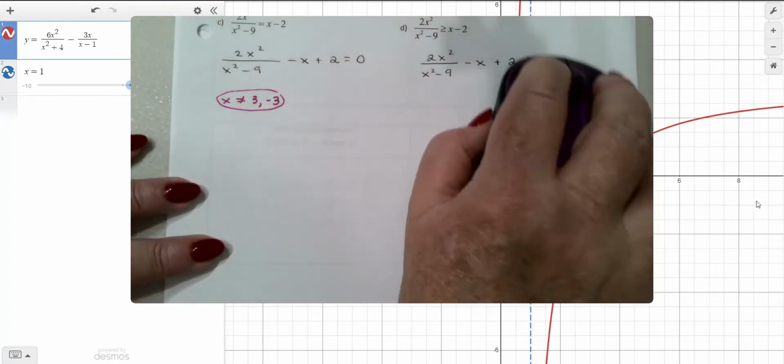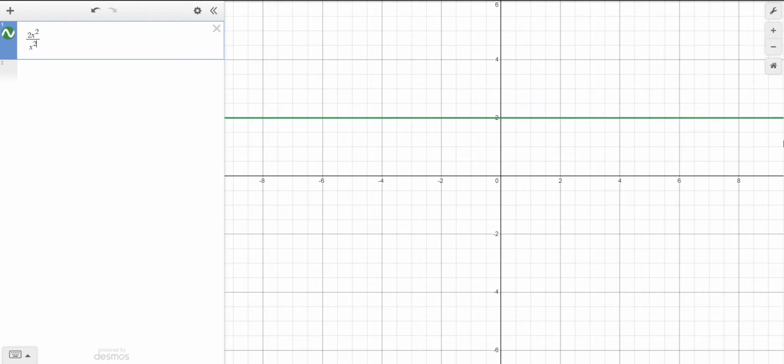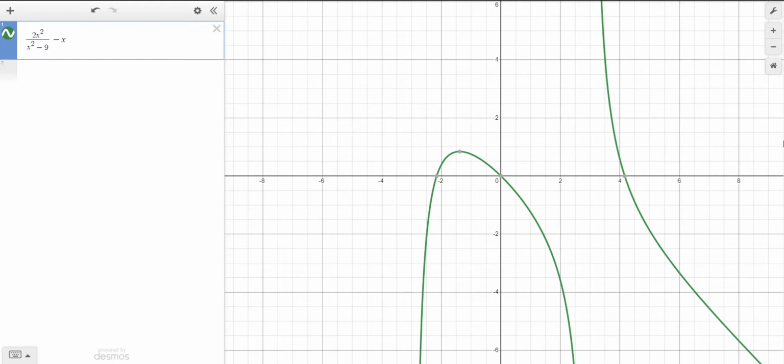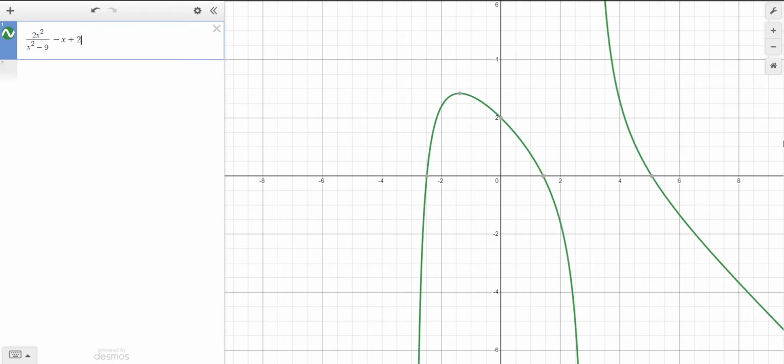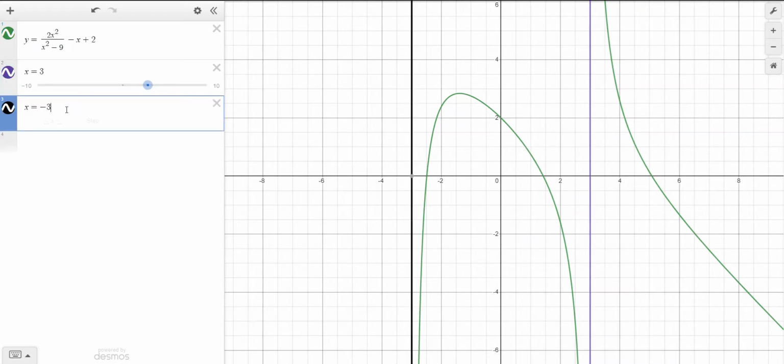All right, so let's graph. Two x squared over x squared minus 9 minus x plus 2. All right. And let's see, it doesn't really matter, but I usually put in something like y equals or f of x equals, so I'm going to do that. I had my asymptotes, x equals 3 and x equals negative 3.